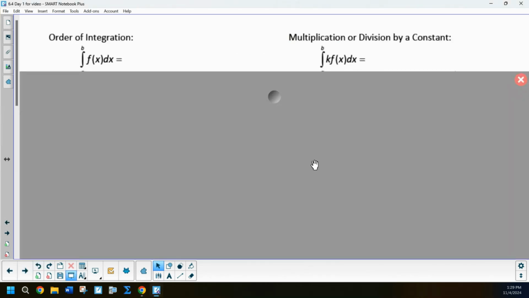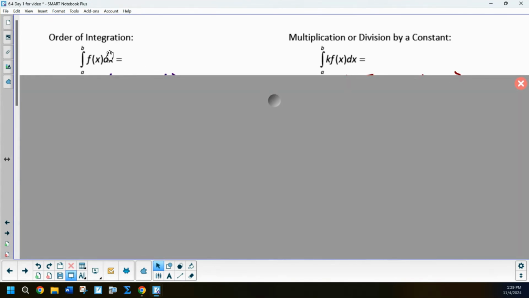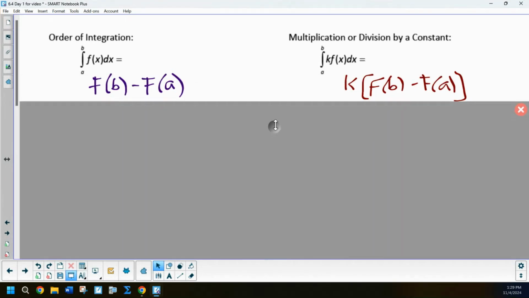Okay, so when we talk about properties of the definite integral, we're really talking about how you can solve an integral that has bounds and what are some of the extra properties that you can apply to it. So you're going to see here a few of those properties. The first one is one that you've already done, this order of integration. This order of integration means how do you apply the bounds of A and B? And then this multiplication or division by a constant is very similar to what we do with derivatives. So let me just show you both of these.